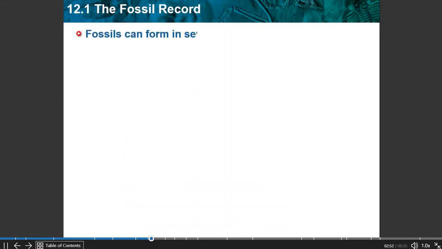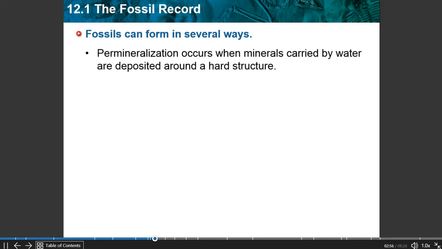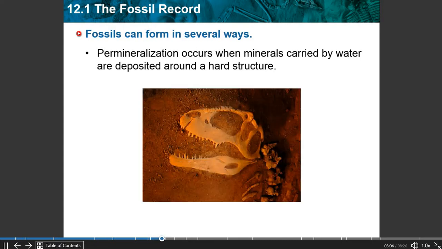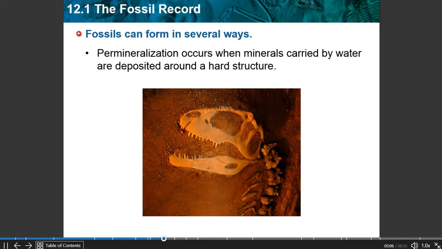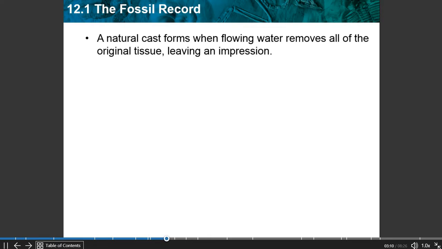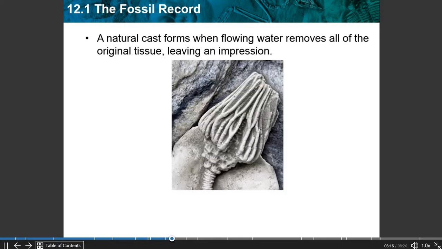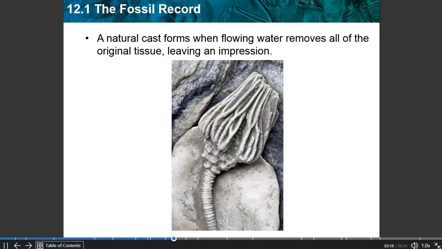So looking at the fossil record now, fossils can form in several ways. Mineralization occurs when minerals carried by water are deposited around a hard structure. So that's where you get a lot of the bones that will form. A natural cast forms when flowing water removes all of the original tissue, leaving an impression. So that's what you see here.